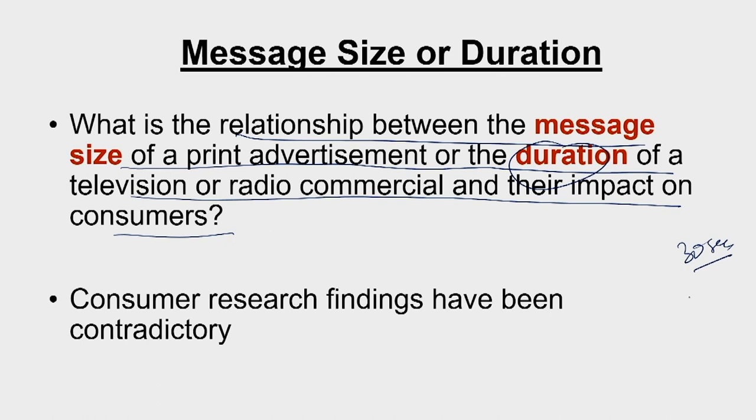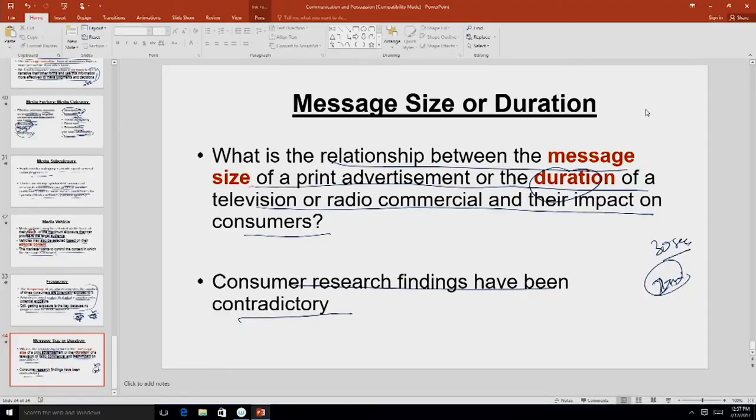Of course, when an ad comes in for the first time, a 1 or 2 minute ad is there, but then generally you see that this 2 minute ad is cut down across repetitions and made into 30 second ads. Consumer research findings have been contradictory, because it depends upon message to message, ad to ad, and people to people. So, these are some of the factors that we deal with in terms of message communication.